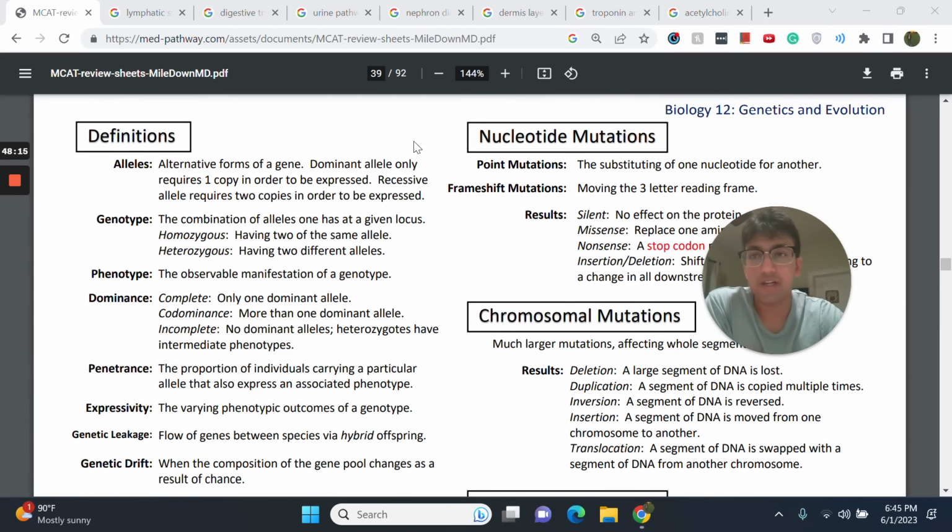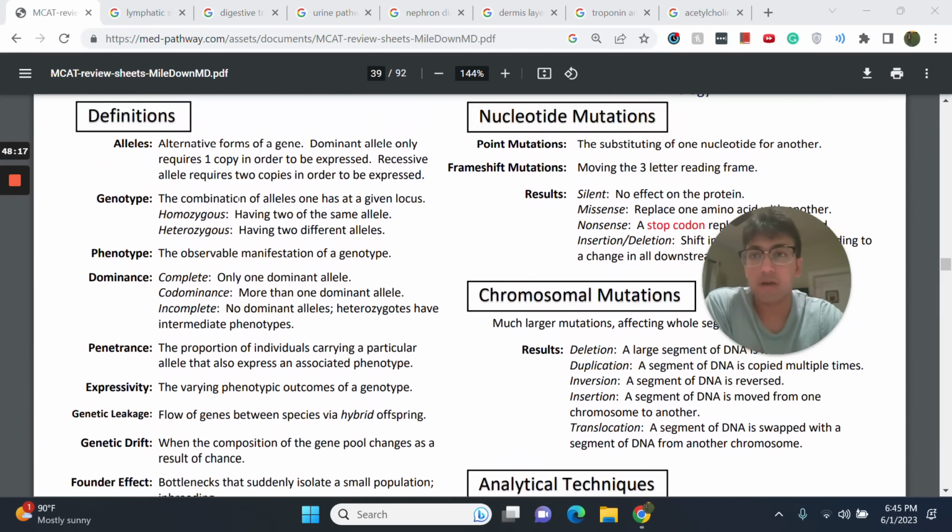So this is genetics and evolution, and I really like this topic. So the first thing is alleles. Alleles are different forms of genes, right? So the gene might be eye color, but the allele might be brown or blue or green or gray, right? And if you have a dominant allele, then you only need one copy for it to be expressed, and recessive requires two. Genotype is the combination of alleles that you have at a given locus.